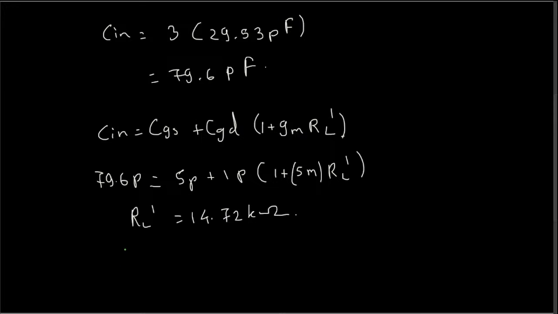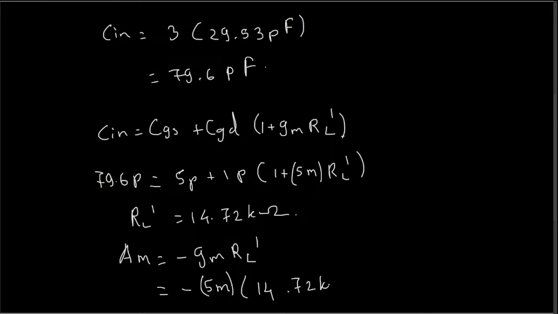And once we have this one, we can find out the midband gain, that's AM, which is given by negative gm RL prime, and gm is nothing but 5 milliampere per volt, and RL prime we just calculated, that is 14.72 kilo ohm. Milli and kilo cancel each other, and we will end up getting negative 73.6 volt per volt. Okay, this is our midband gain.